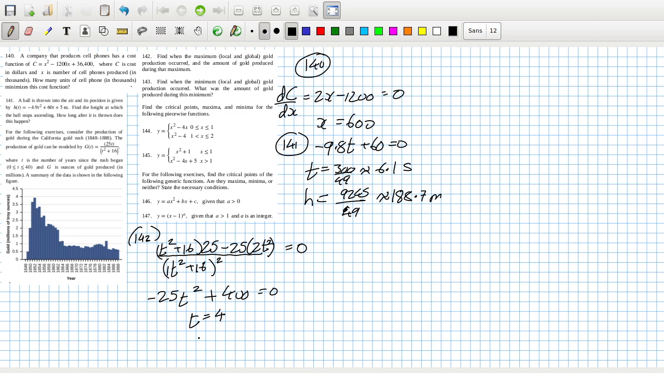So that would be, and the gold rush began, I guess, started 1848. So that would be 1852. That's the year. And then the gold. So if I just put 4 into the original, 25 times 4 over 4 squared plus 16, that's 25 over 8 million ounces.